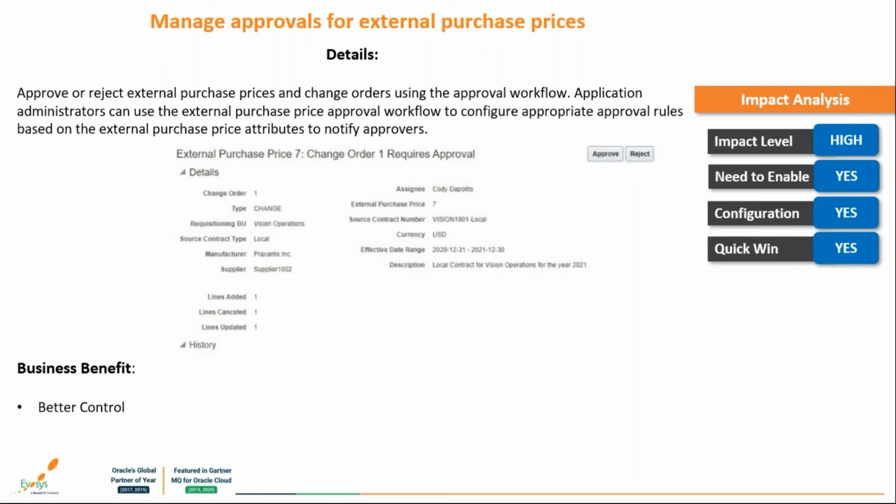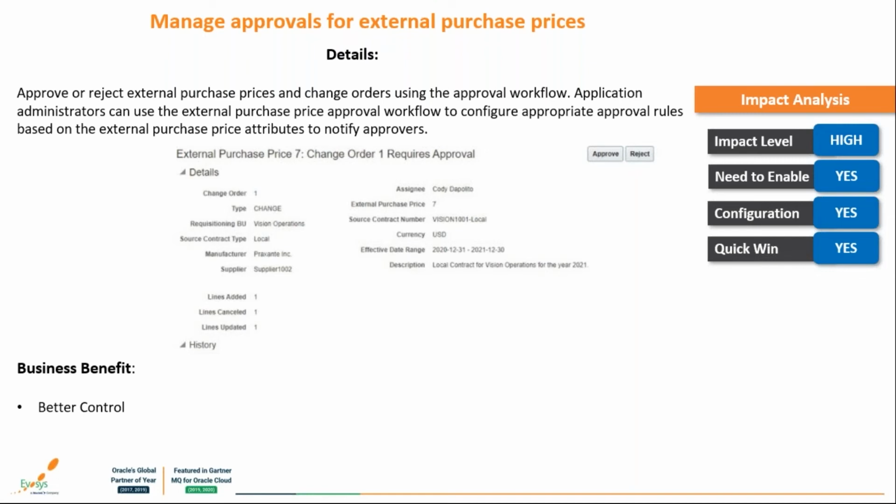With the approved workflow available for external purchase prices, you have a flexible rule-based approval process for new external purchase prices and any changes made to them. You can route the approval to more than one person and decide to route the approval through various route types like single, parallel, or serial.